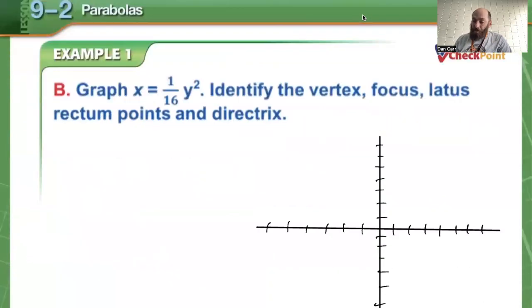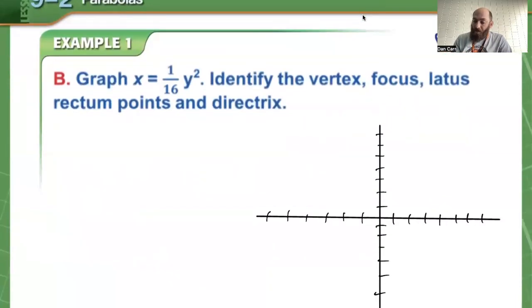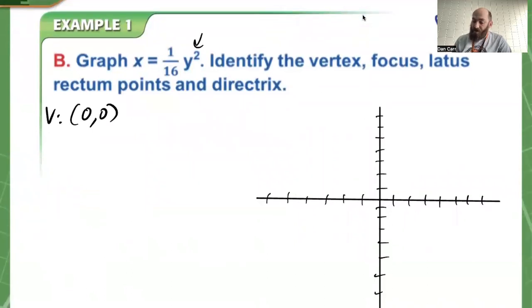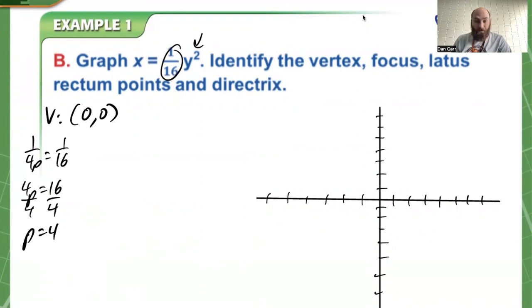For the second example, we're going to do something similar, but now look at that. It's a y squared, and it's a positive 1 over 16. So I know it's going to open to the right. First things first, the vertex is 0, 0 again. There's nothing inside the parentheses, nothing afterwards. For the focus, I do 1 over 4p is equal to 1 over 16, which means 4p equals 16, divide by 4, and I get p equals 4.